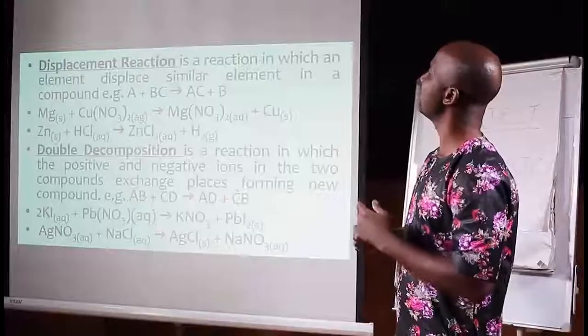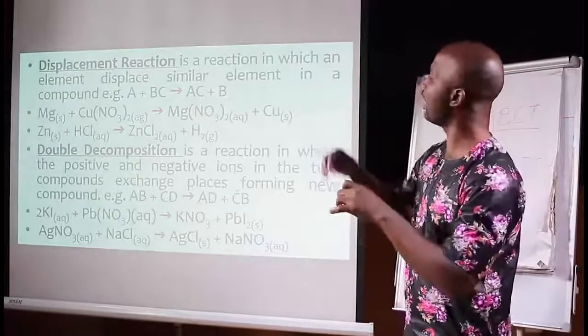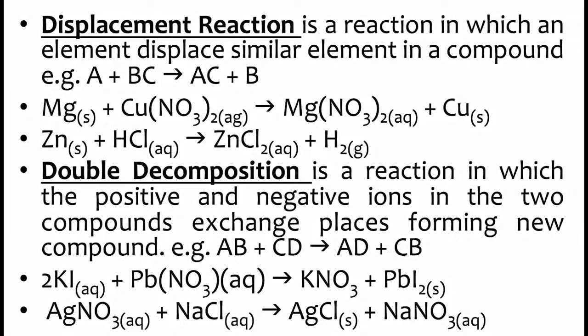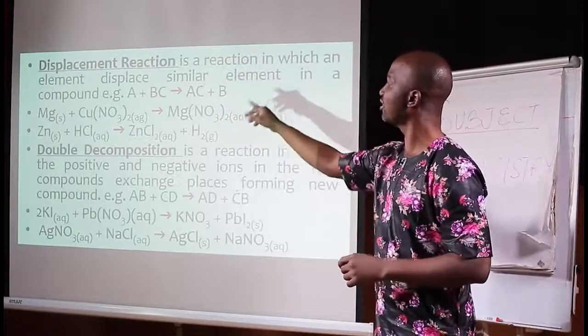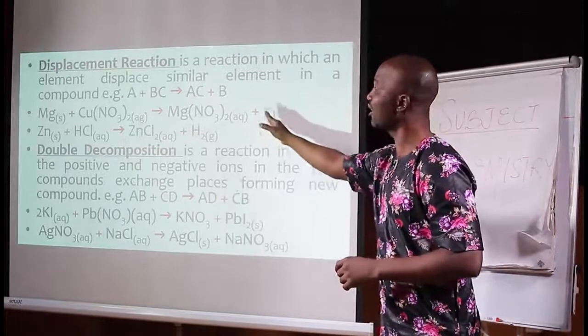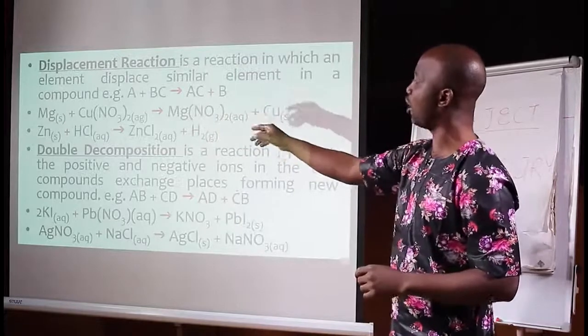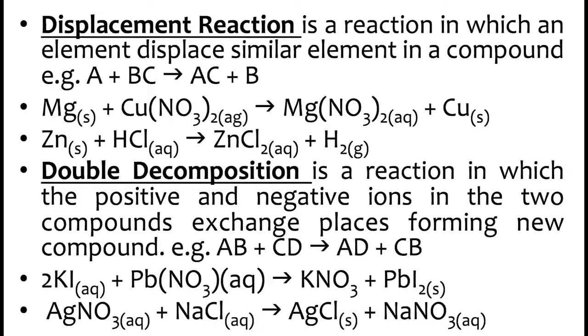Now, the next one is displacement reaction. From the word displacement, it means replacing a particular element from a particular compound, such that if A reacts with BC, and A is superior to B based on the activity series or any other condition, it is likely to displace B and take the position of B, and you have a product as AC plus B. As in the case of when metals like magnesium react with copper 2 trioxonitrate 5, it gives you magnesium trioxonitrate 5 plus copper.